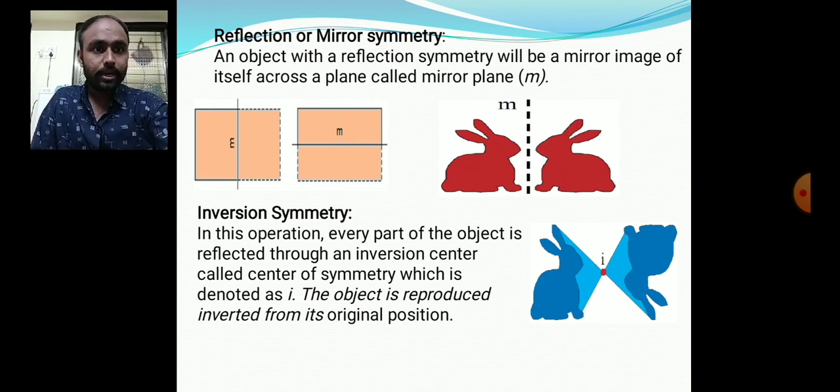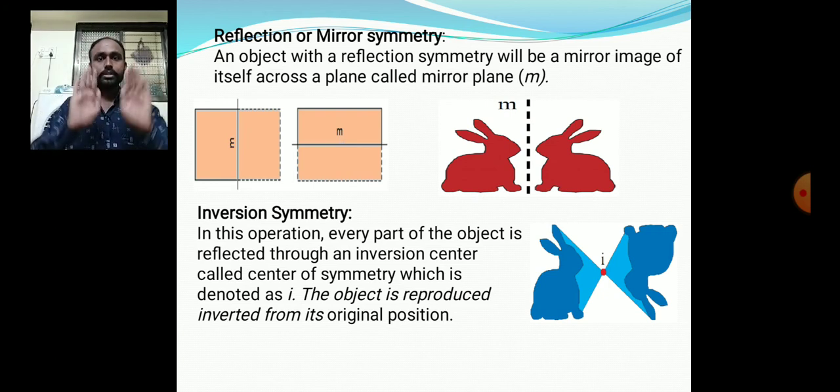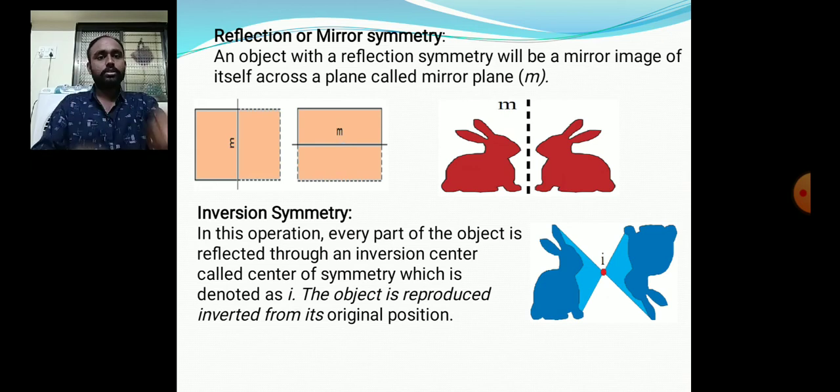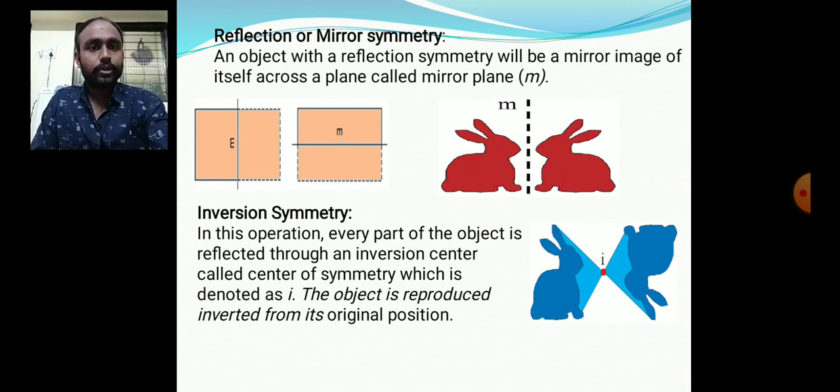So here the rabbit has its original image here and its reflection is here, but it does not have the inversion. Inversion means, now see, this is the original object and this is the image, and I am seeing this is the mirror image. But if I look at this, this is the inversion, and this is what happens in inversion symmetry. In this operation, every part of the object is reflected through an inversion center called the center of symmetry, which is denoted as i. The object is reproduced inverted from its original position.